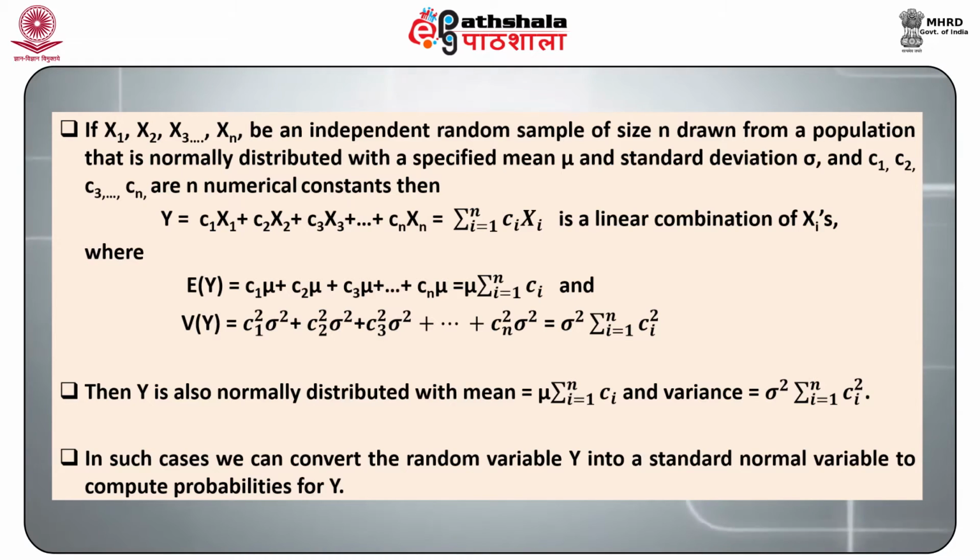In such cases, we can convert the random variable Y into a standard normal variable to compute probabilities for Y. Notice here, if c1 is equal to c2 is equal to c3 and so on is equal to cn is equal to 1, then Y is equal to x1 plus x2 plus x3 so on plus xn is equal to T0, the sample total, with mean equal to mu summation ci, which is n mu, variance equal to sigma square summation ci square, which is equal to sigma square summation 1 square, which is n sigma square, and standard deviation of Y is equal to sigma under root n.